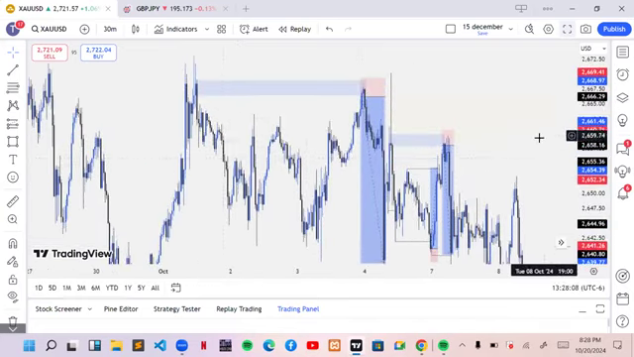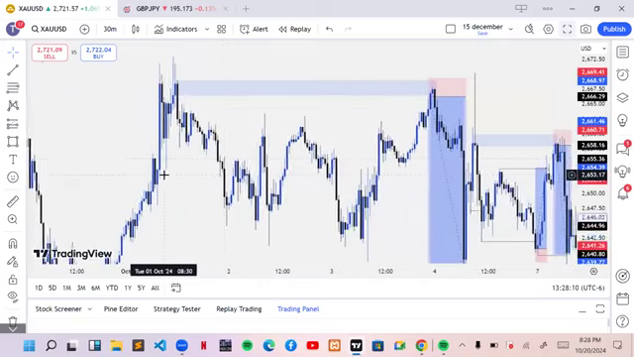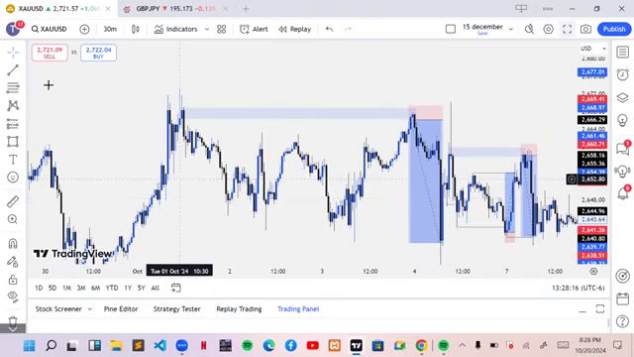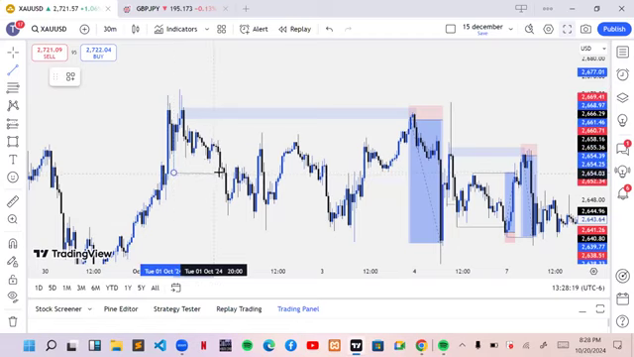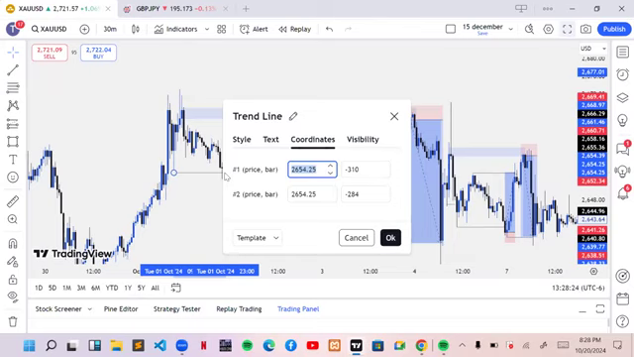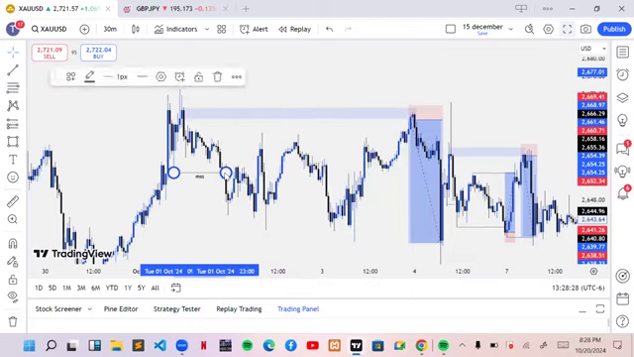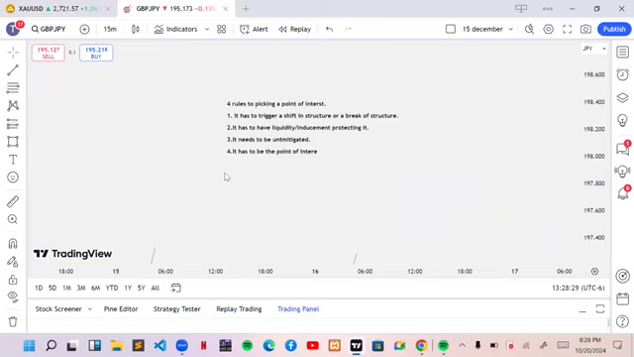You have to make sure that your point of interest triggers a shift in market structure or a break of structure. So for this particular trade that I took here, you have to notice that there was a shift in market structure right here. For each rule that I call out, I'm going to demarcate it here on the chart. So there was a shift in market structure right here. MSS. And the second rule says it has to have liquidity or inducement protecting it.